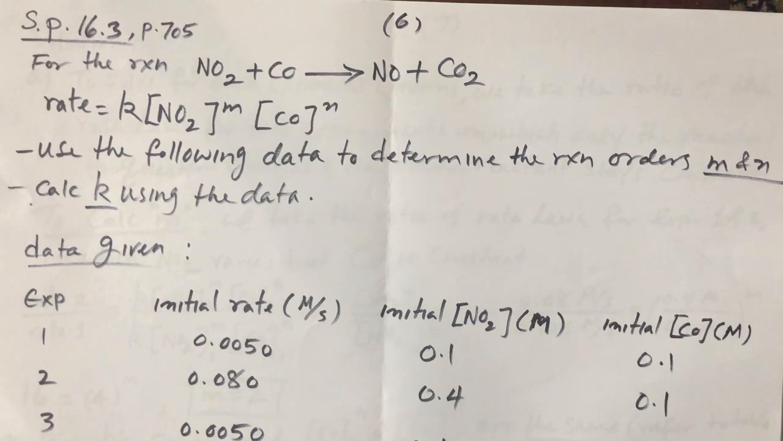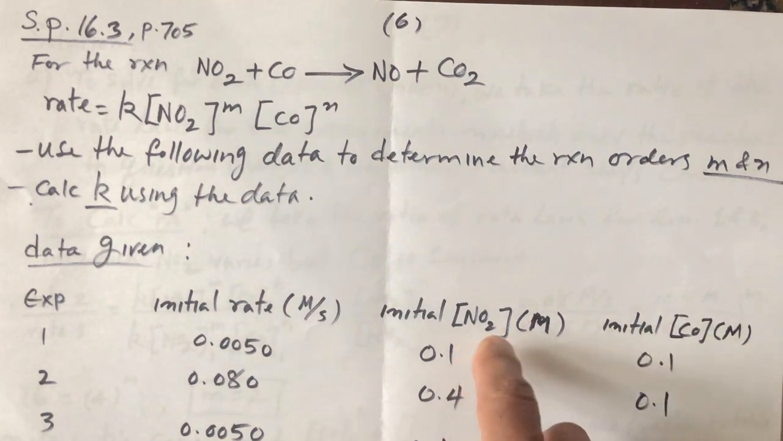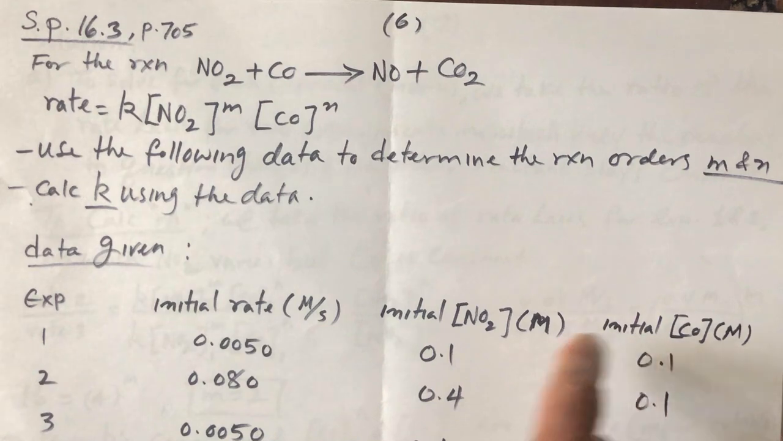After we determine M and N, we can determine K. So first we start with M, N, and then K in that order. Okay? So we have been given 3 experiments. The initial rates for each experiment are given. But as you can see, the initial concentrations of the reactants are also given.